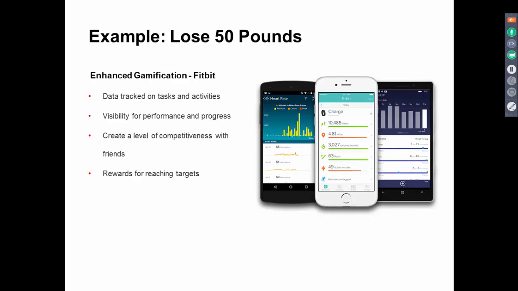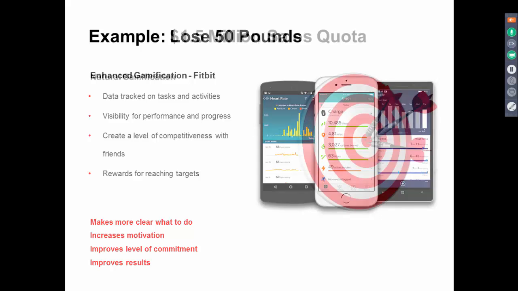In the sales world, that could be the equivalent of a manager patting you on the back. And so when you add all that up, if you're working on this task or this goal of losing weight, this level of gamification makes it more clear what to do. It increases your level of motivation because you have that visual view into how you're doing, and you can see that you're being very productive, or that you need to do more. It can improve your level of commitment. It can improve your results. Maybe you don't hit your ultimate goal, but you would achieve more than you would if you didn't have this tool and enhance the level of gamification in this area.